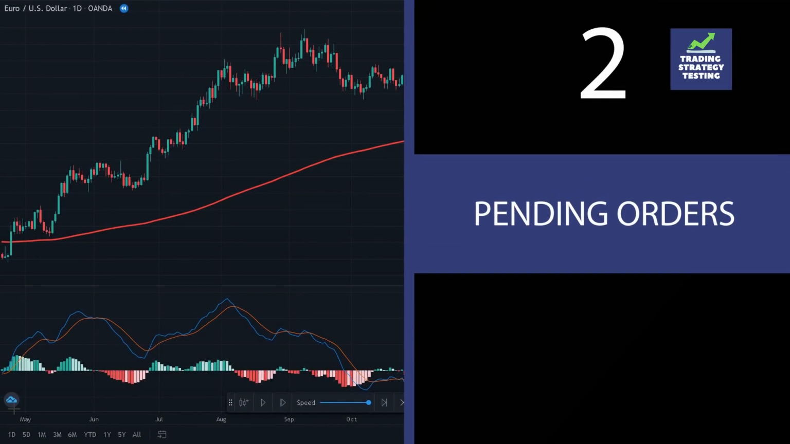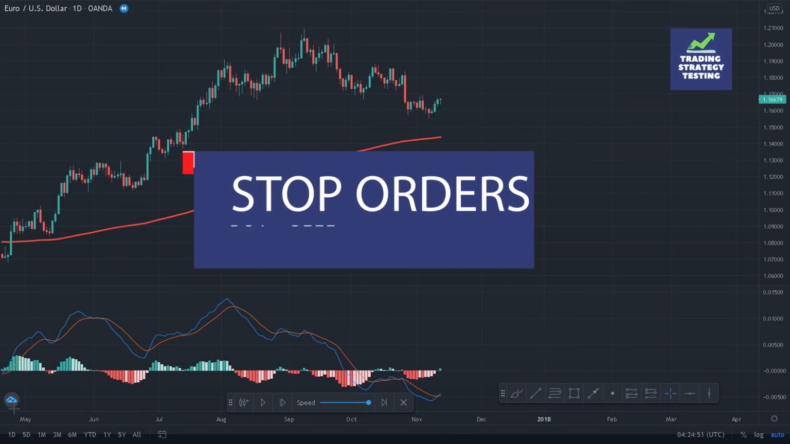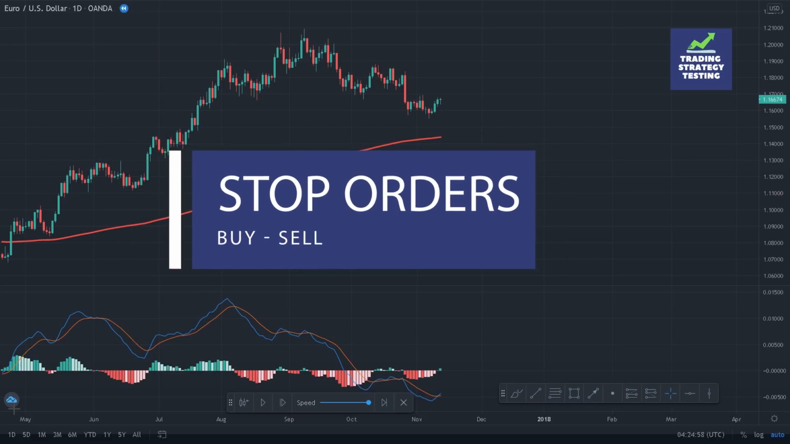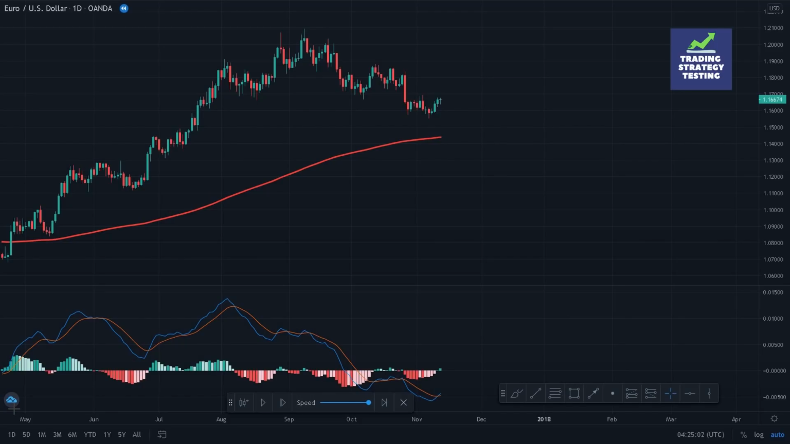The second tip to avoid false signals is to enter the market using pending orders. So instead of entering the market as soon as we see a MACD entry signal, we will actually place a pending order which will only be triggered if the price continues moving in our desired direction. In this case, we will use buy or sell stop orders, and this way we can avoid many false breakout signals.